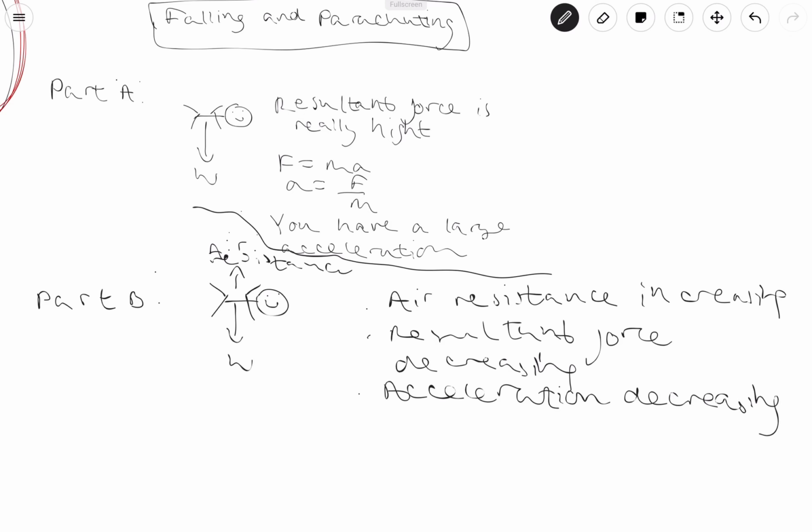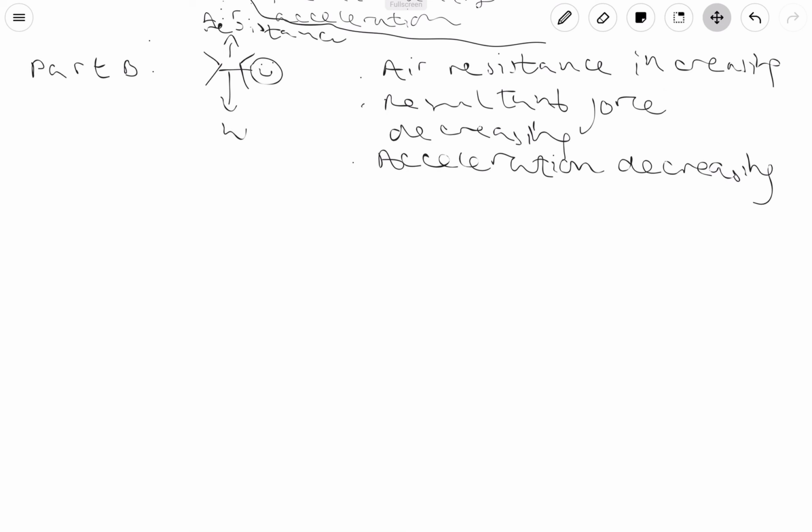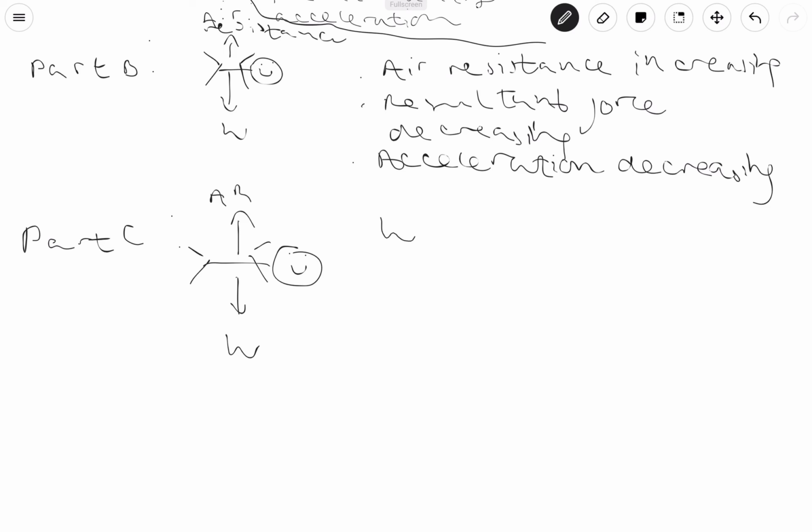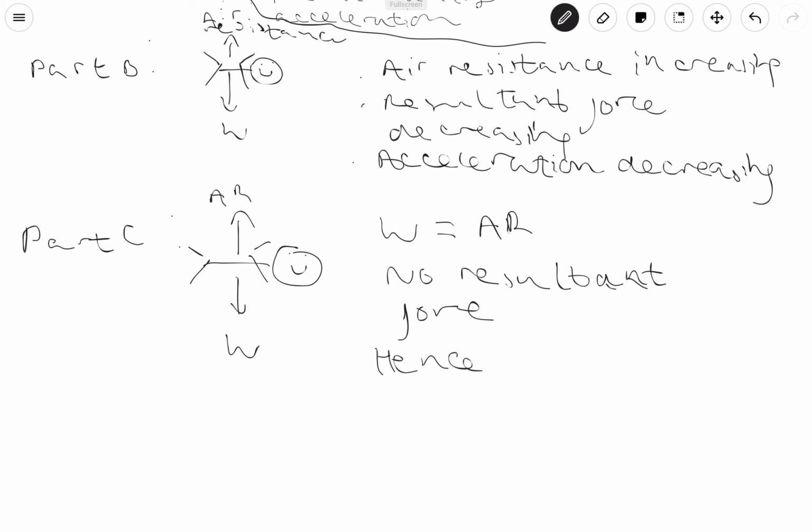Right, now we look at part C of the journey. Part C is simply when air resistance becomes equal to your weight. Here you are, happy as ever. Air resistance, I'm just going to call it AR, is equal to your weight. So weight is equal to AR. No resultant force, hence no acceleration. This point is called your terminal velocity. The velocity at which weight equals air resistance and there's no acceleration is your terminal velocity. We'll look at that again in the graph. Terminal velocity achieved.